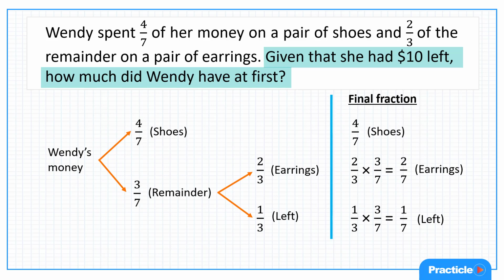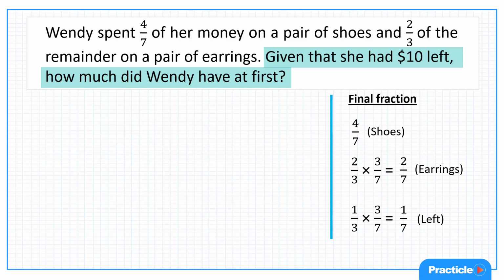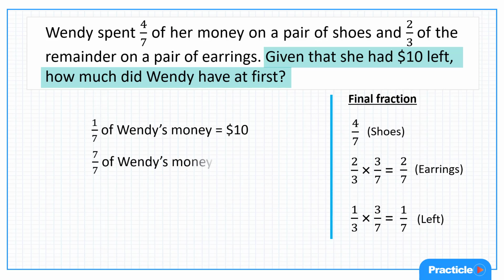Do you know what fraction of Wendy's money is this $10? We have found that Wendy was left with 1/7 of her money earlier on. Remember? And this means that 1/7 of Wendy's money is $10. Now to find the amount of money that Wendy had at first, all we need to do is to find out how much 7 out of 7 of her money is. And this is going to be pretty simple. Since 1/7 of her money is $10, we are going to multiply $10 by 7 to find out how much money Wendy had in the beginning.